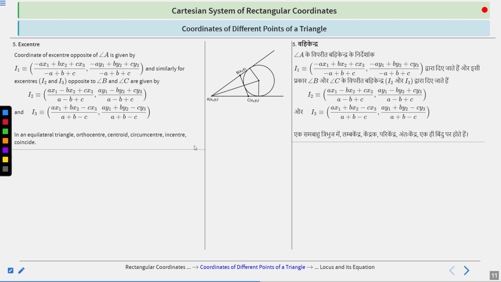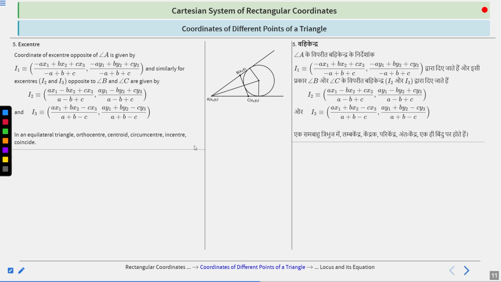Similarly, the excenters I2 and I3 opposite to angle B and angle C are given by I2 = ((a·x1 - b·x2 + c·x3)/(a - b + c), (a·y1 - b·y2 + c·y3)/(a - b + c)), and I3 = ((a·x1 + b·x2 - c·x3)/(a + b - c), (a·y1 + b·y2 - c·y3)/(a + b - c)).